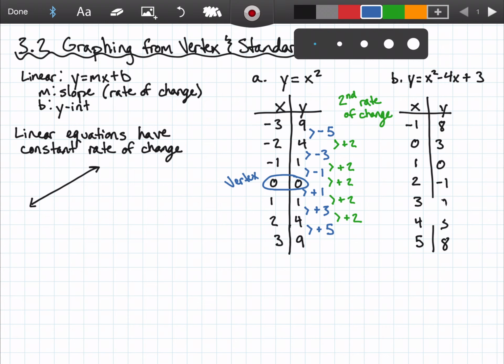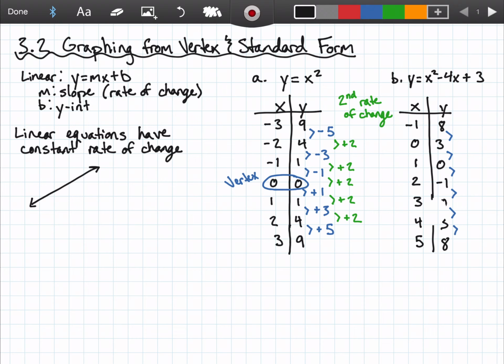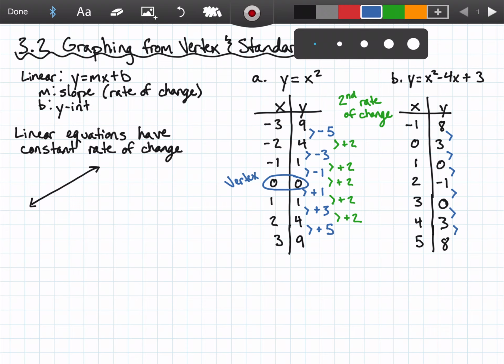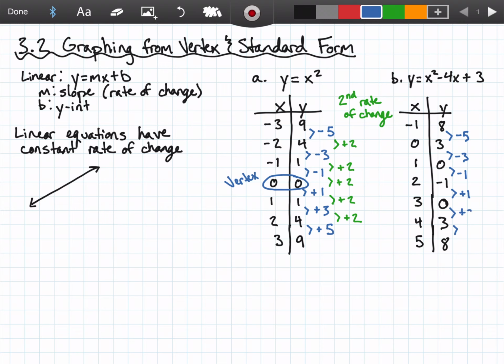Interesting. Let's look at our other table here. And I see I erased some of it. There we go. Well, if I'm filling out the rate of change, guess what? It's the same thing. Cool. Those quadratic equations have the same rate of change. And it's the same thing where if I was to look at the second rate of change, it is also constant.